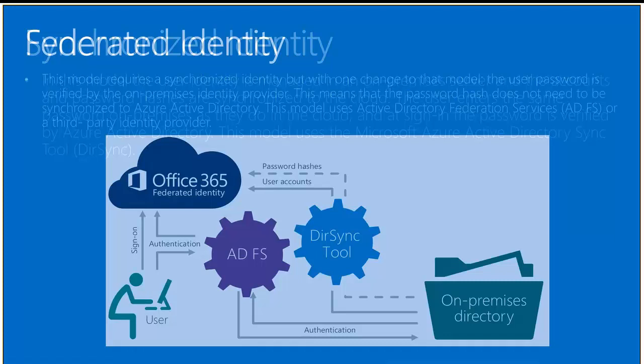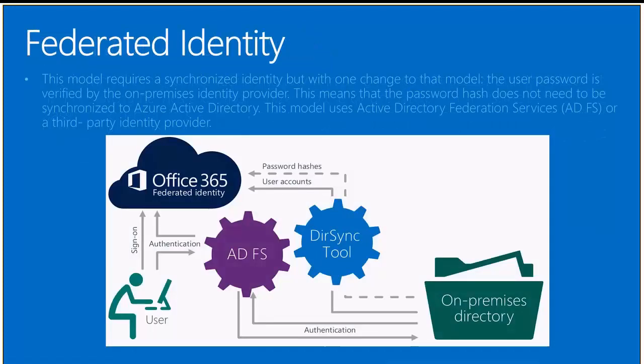The third model is the Federated Identity, and this model requires a synchronized identity, similar to the previous model, but with one change to that previous model, which is that the user password is verified by the on-premise identity provider. So it's verified by the Active Directory. This means that the password hash does not need to be synchronized to Azure Active Directory, because we can authenticate through ADFS, which is the Active Directory Federation Services. But again, we still have to use the directory synchronization tool to synchronize the users and attributes to Office 365 or a third-party identity provider.